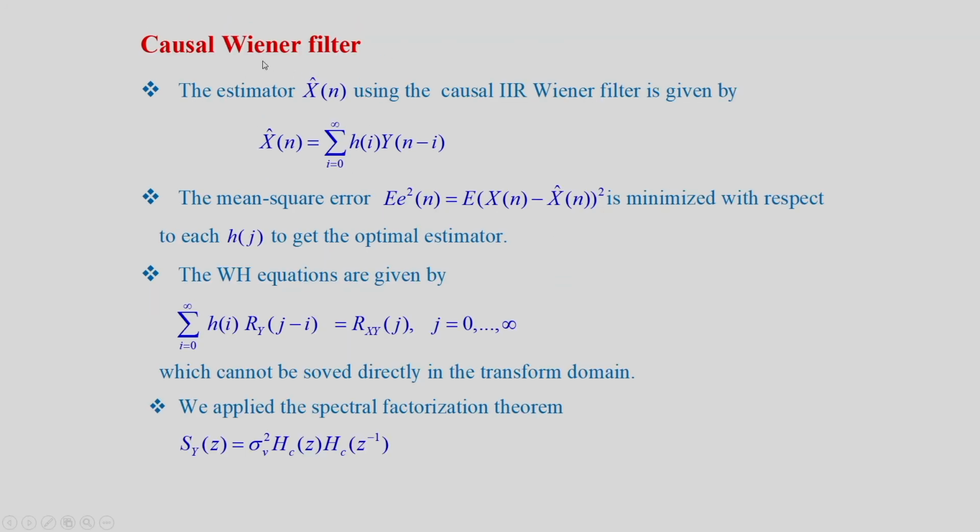Then we discuss the causal IIR Wiener filter. In this case, the estimator x hat(n) is given by summation h(i) y(n minus i), i going from 0 to infinity. Because the filter is causal, this filter sequence is defined from i equal to 0 to infinity. So, that way it is causal. And the mean square error is given by E of e square(n), that is E of (x(n) minus x hat(n)) whole square, and this is to be minimized with respect to all h's.